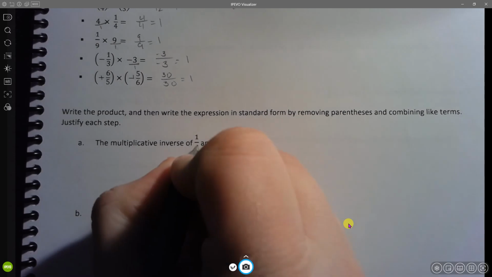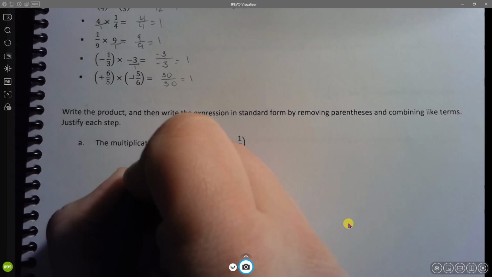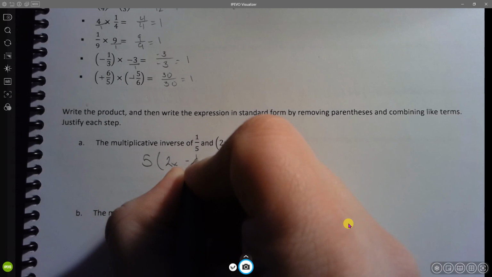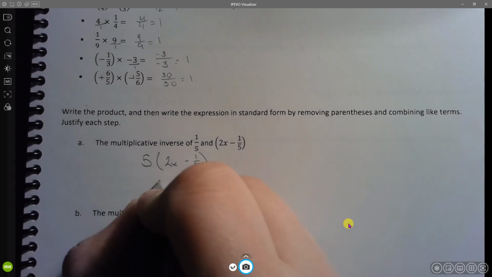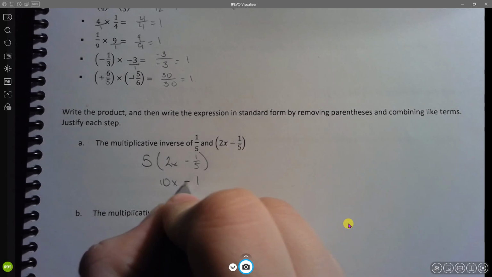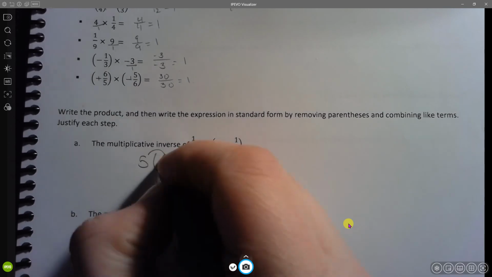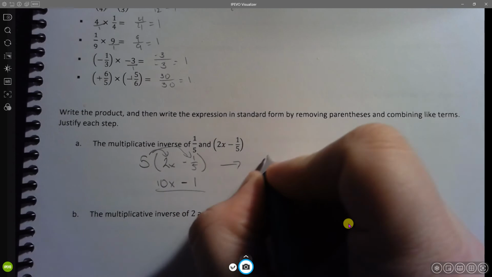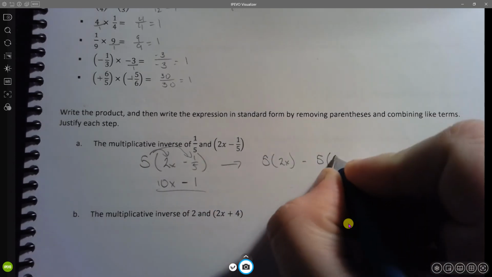So if the reciprocal is just me flipping a number, 1/5, the reciprocal of that would be 5. Okay, and that would be 5 times 2x minus 1/5. Well, 5 times 2x is going to be 10x. 5 times 1/5 is going to be 1, and then I just bring the subtraction down there. And that would be my answer, 10x minus 1, because I'm just using the distributive property here. Okay, so again, let me show you. 5 times 2x minus 5 times 1/5.